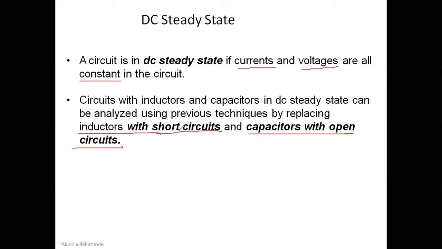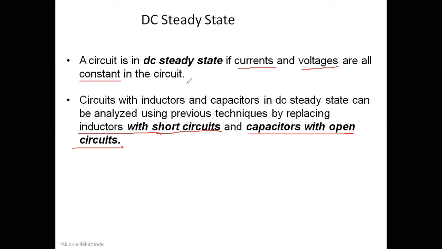I remember that in the previous classes, I explained how to replace circuit elements with short circuits and how to replace them with open circuits. So we'll try to bring that again into play in this particular discussion. So don't forget, a circuit is in DC state if the currents and voltages are all constant in the circuit.